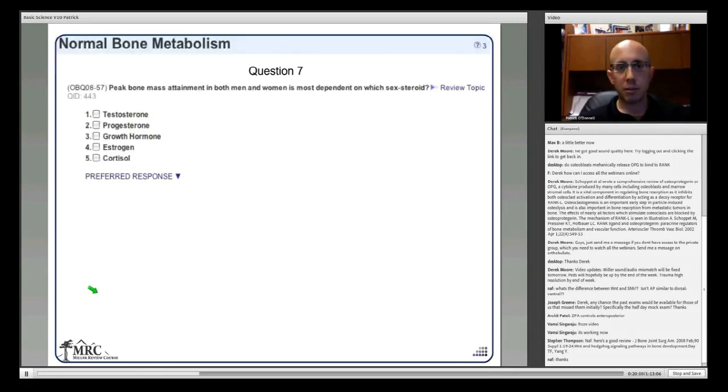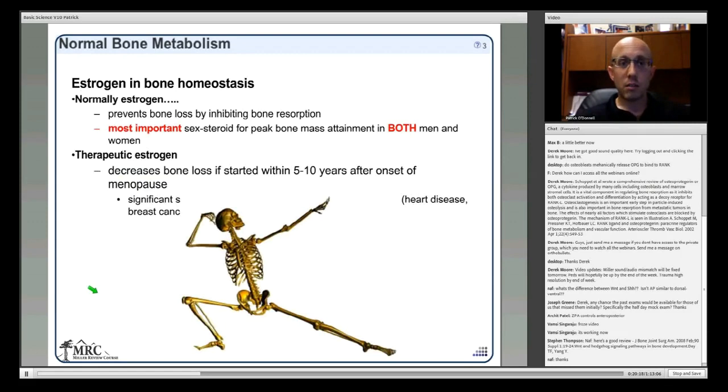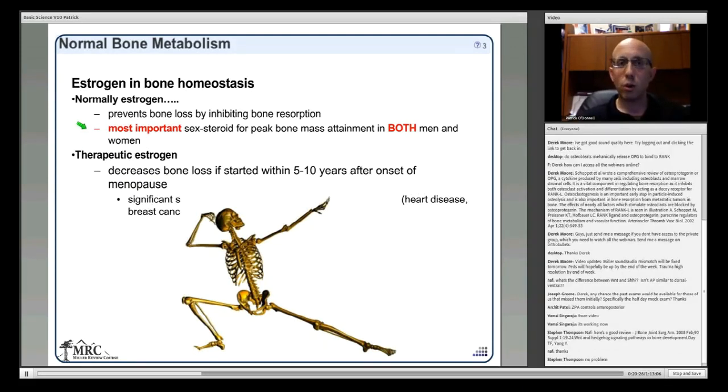Normal bone metabolism. Question 7, peak bone mass attainment in both men and women is most dependent on which sex steroid? The estrogen pathway and normal bone homeostasis. Normally, estrogen prevents bone loss by inhibiting bone resorption. It is the most important sex steroid for peak bone mass attainment in both men and women. Therapeutically, estrogen decreases bone loss if started within 5 to 10 years of the onset of menopause. There are significant side effects, though. Heart disease, cancer.